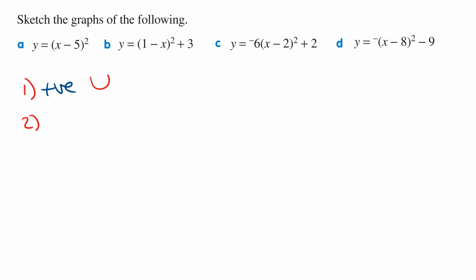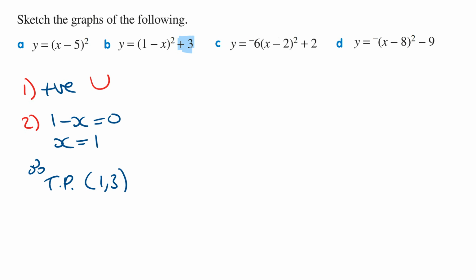Step 2, we need to work out the coordinates of the turning point. For the x coordinate, we let 1 minus x equal 0 and then solve for x, and so x is going to be 1. The y coordinate of the turning point is going to be the constant that's added to the squared part, and so this is going to be 3. And so therefore, the coordinates of the turning point is going to be (1, 3).